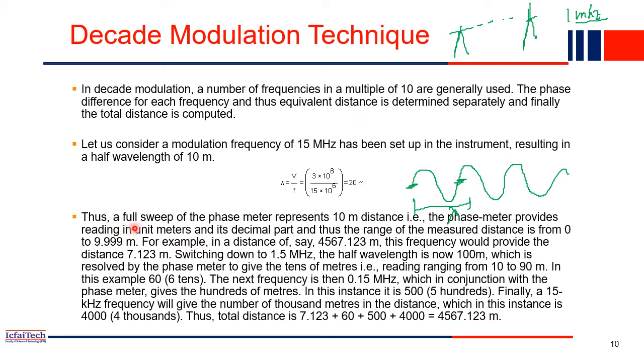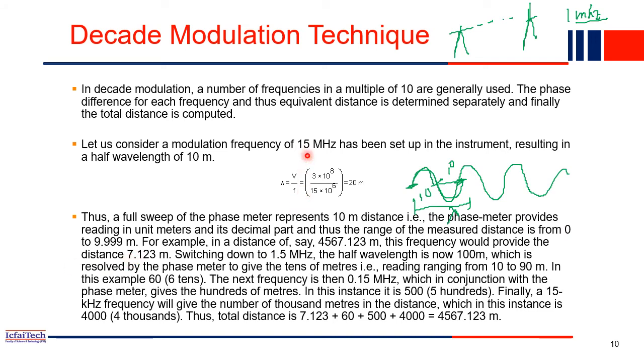Now one example is given here. A full sweep of the phase meter represents 10 meter distance. That means 20 meter is the total wavelength, and half wavelength is 10 meter. From here to here it will be 10 meter, from here to here 10 meter, total 20 meter is the wavelength. The phase meter provides reading in unit of meter and its decimal part, thus the range of measurement distance is 0 to 10 meter.